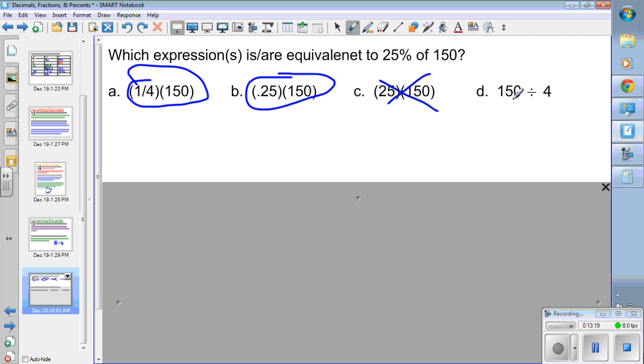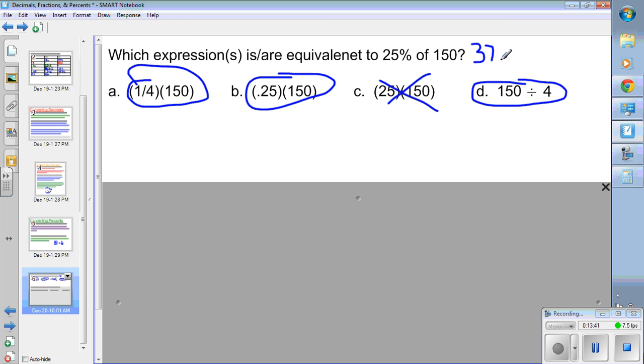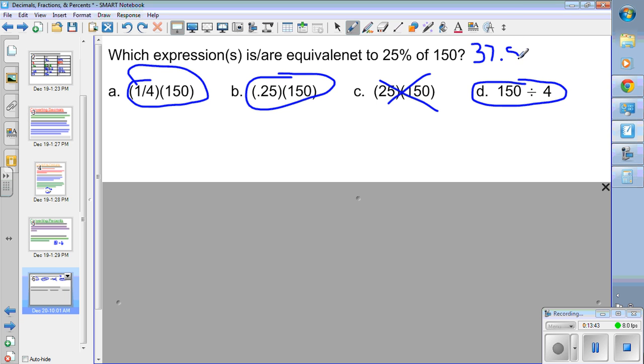And 150 divided by 4, is that going to be the same thing? That's a good question. Well, hopefully you know that 1/4 times 150 and 150 divided by 4 would give you the same result. So that would be the same thing. And if anybody is curious, the answer to this, hopefully you checked it, was this. You could work any of those out and you're going to get the same result.